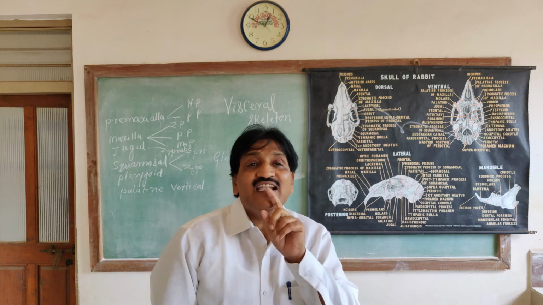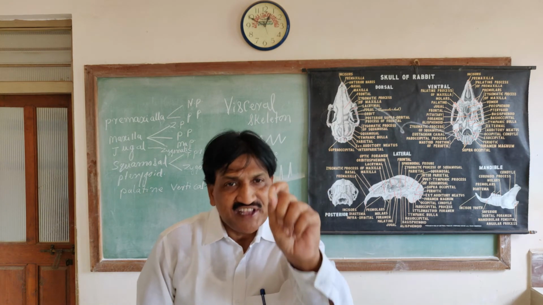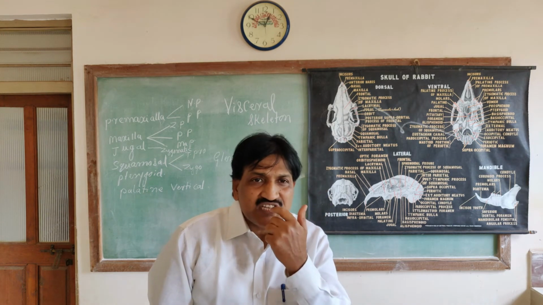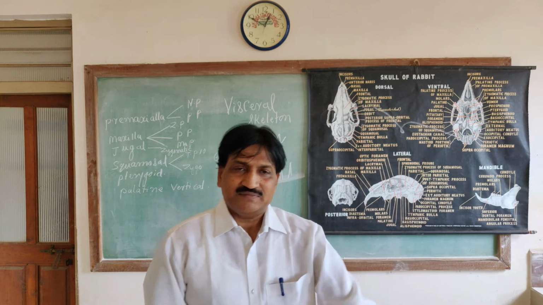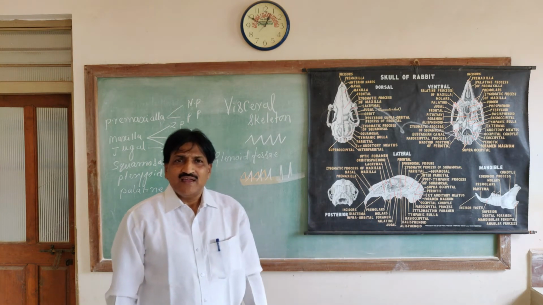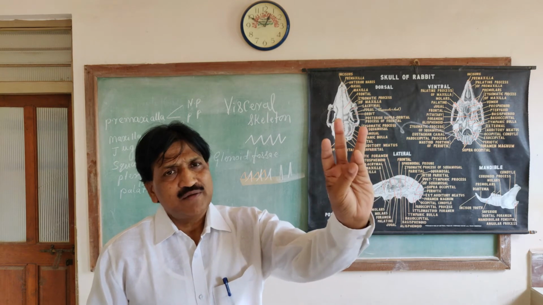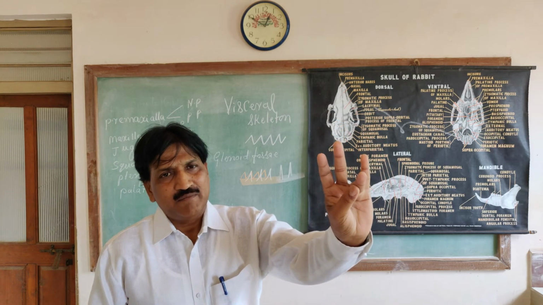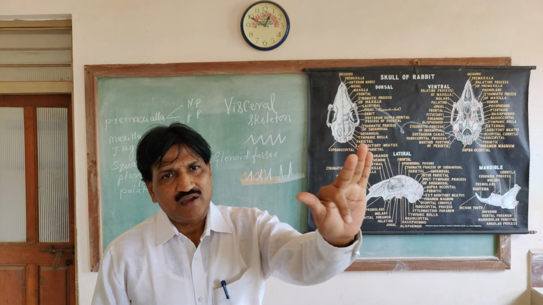On the anterior side there is a bony process, so we call it hard in nature. On the posterior side, without any bony process, it is called the soft palate. So that is the end of the upper jaw. The upper jaw has how many bones? Premaxilla, maxilla, jugal, squamosal and palatal.